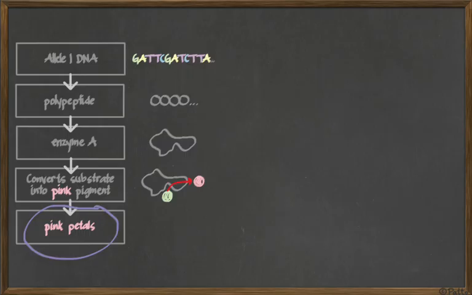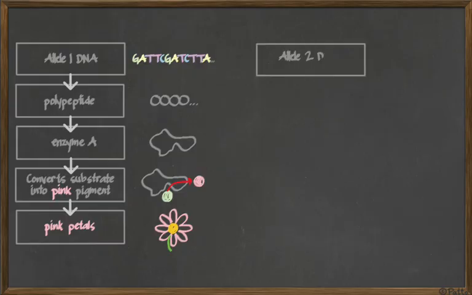In this case, the color of petals in flowers. Okay, so we have there the pink flower. Alternatively, as we saw that we had a mutation before, we can have an allele 2, which is a slightly different version of that gene.